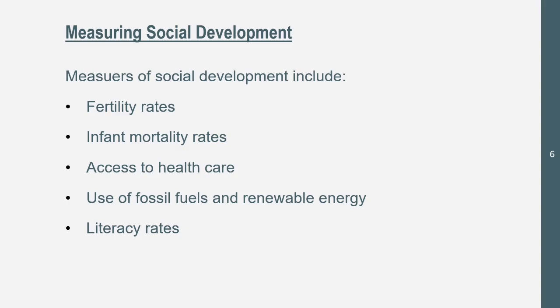Use of fossil fuels. This seems alright. Are they using green energy? Are they contributing to climate change? Are they protecting the environment? All that. And then literacy rates.